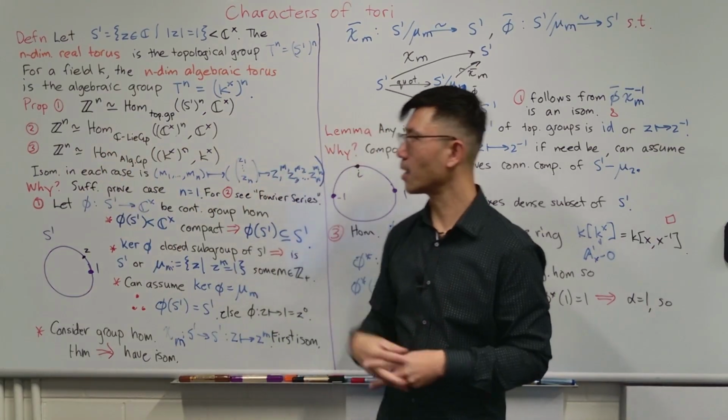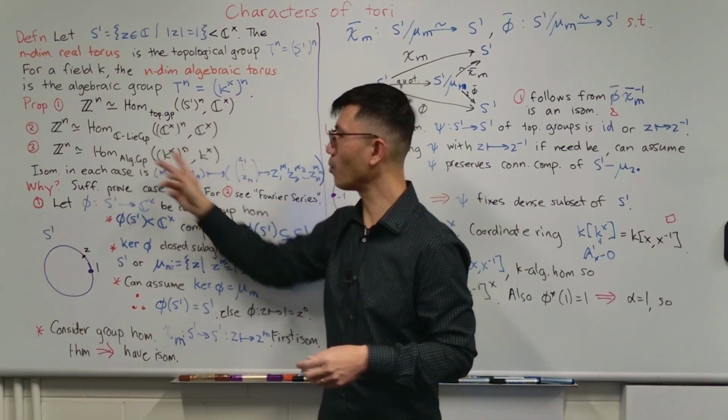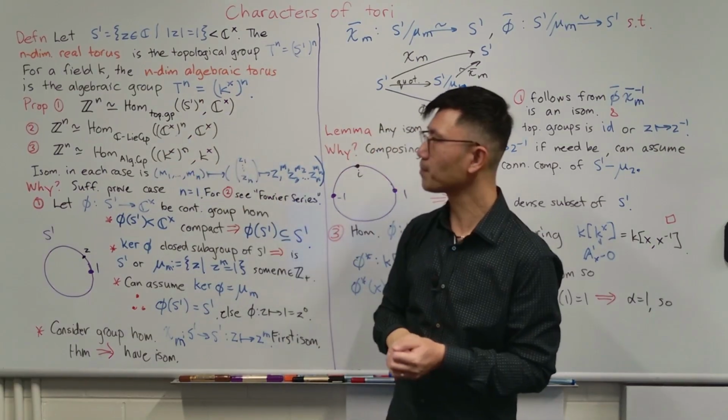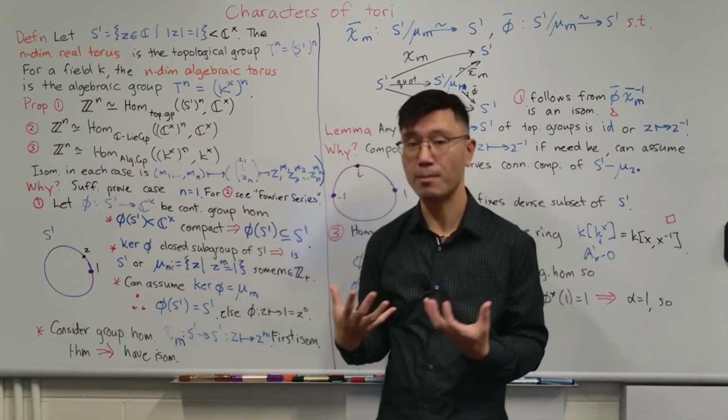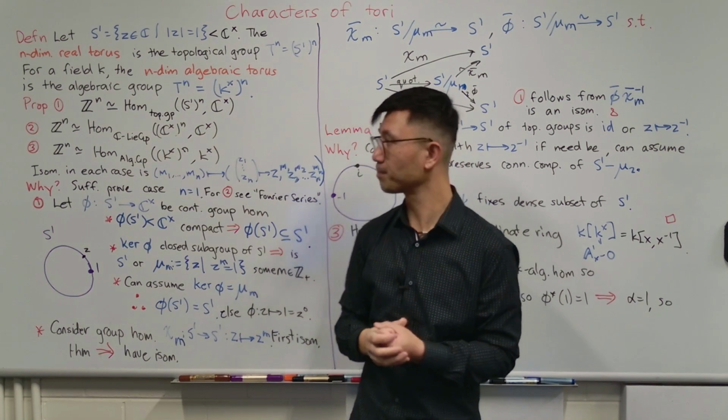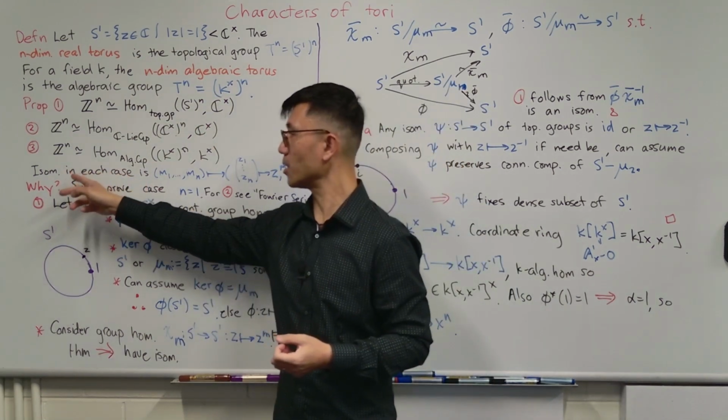What's also nice is that these isomorphisms, even though the objects on the right kind of look different, are essentially the same in the sense that they're given by the same formula. Okay, so let's see what those isomorphisms are.